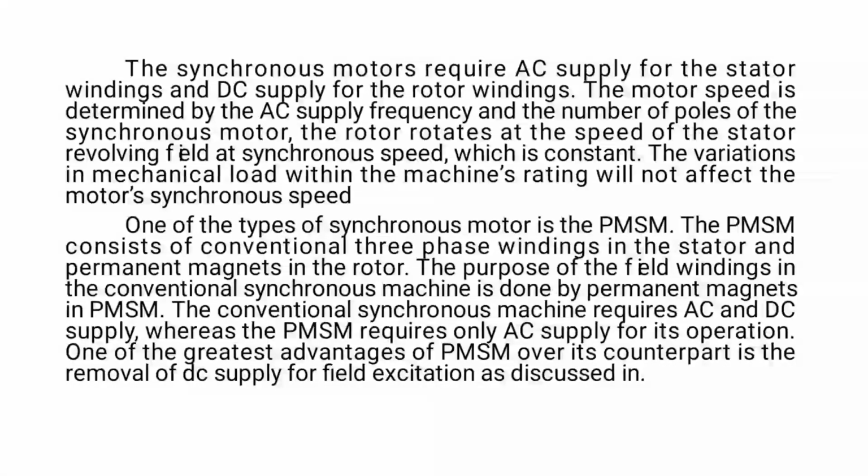The synchronous motor requires AC supply for the stator windings and DC supply for the rotor winding. The motor speed is determined by the AC supply frequency and the number of poles of the synchronous motor, and the rotor rotates at the speed of the stator revolving field, the synchronous speed, which is constant. The variance in mechanical load within the machine rating will not affect the motor synchronous speed. The conventional synchronous machine requires AC and DC supply, whereas the PMSM requires only AC supply for its operation.